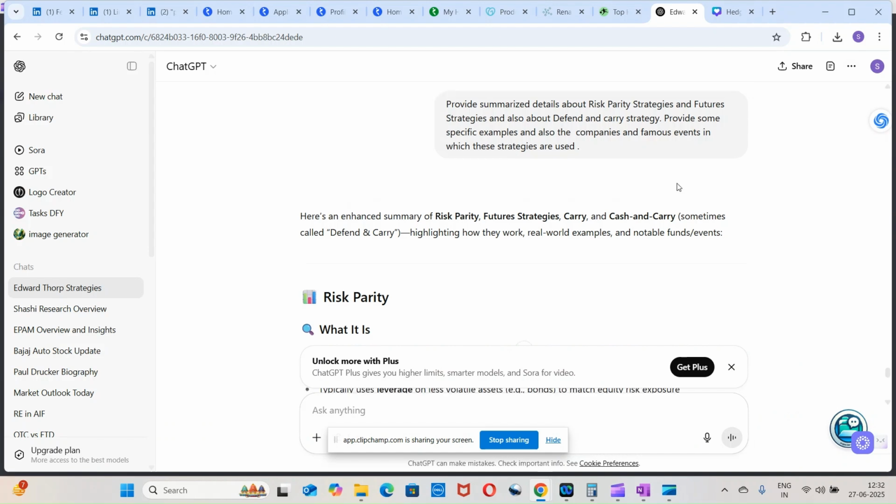So today we'll go through different strategies like the risk parity strategy, managed futures strategies, and also the yield and carry strategy. And we'll go through specific examples of these strategies being used, and the companies and famous events when these strategies are used.